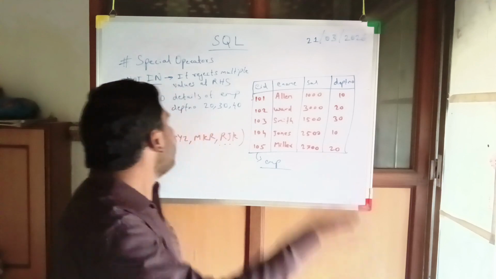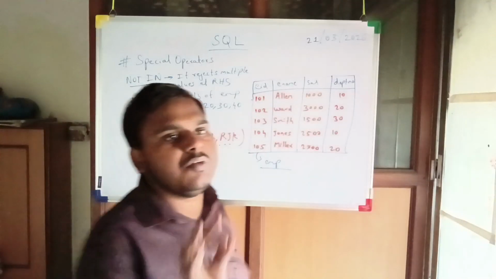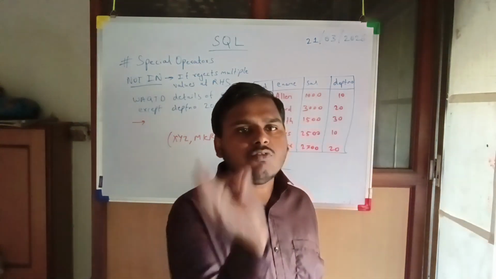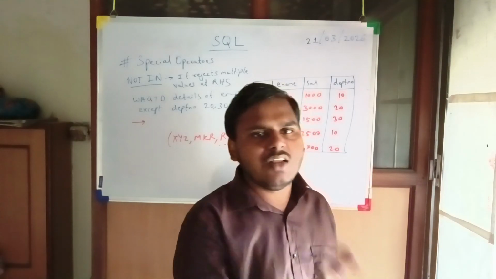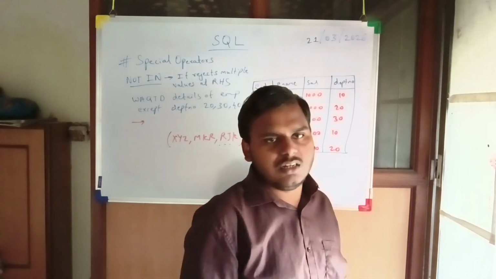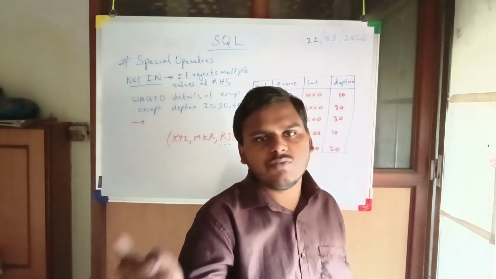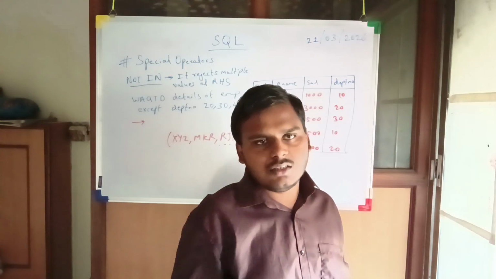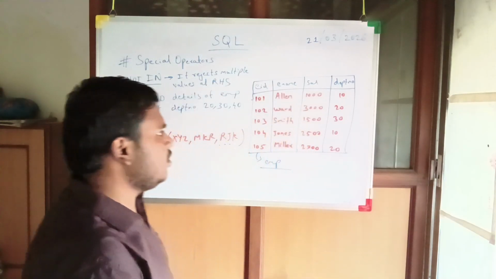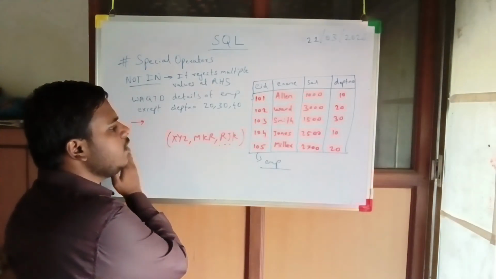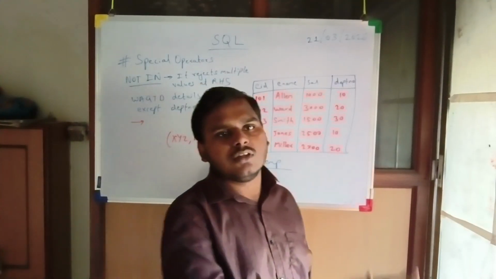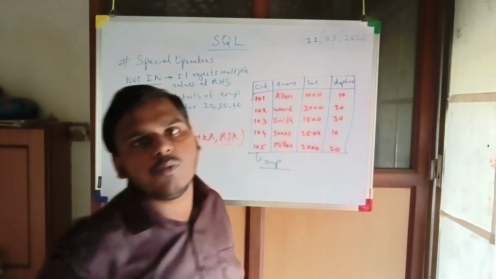Okay. Similarly, how will the NOT IN operator work? The NOT IN operator will reject all the values. What was the role of the IN operator? Even if a single value is there which is satisfying the condition, then the task will be executed. Okay. I will get the output. But NOT IN will reject all the values except these values. Rest all are okay. This is how the NOT IN operator will work.